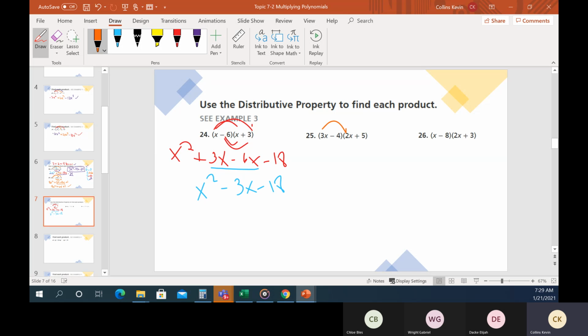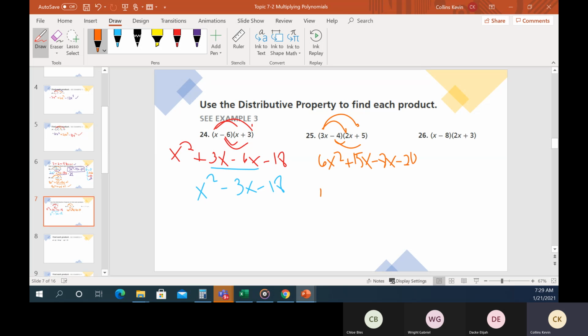Same thing over here. 3x and 2x. 3 times 2 is 6. X times x is x squared. 3x times 5 is going to be 15. Bring the x along for the ride. And then minus 4 times 2, that's going to be minus 8x. And then finally we have minus 4 times 5, that's going to be minus 20.